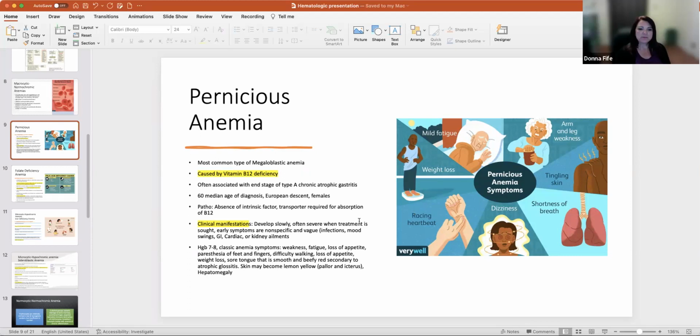Classic anemia symptoms: weakness, fatigue, loss of appetite, paresthesias of the feet and the fingers, difficulty walking. Patient may have loss of appetite, weight loss, and a sore tongue that is smooth and beefy red, secondary to atrophic glossitis. The skin may become lemon yellow, with pallor or icterus, and there may be hepatomegaly once that hemoglobin gets to this level of 7 to 8.